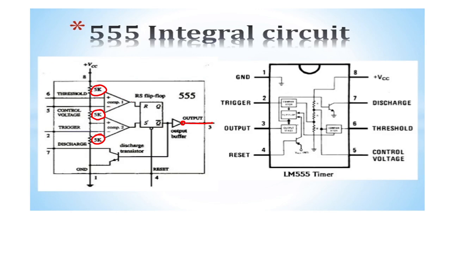The upper comparator gives input to the R terminal, and the lower gives to the S terminal of the flip-flop. At the output you will see the supply voltage and the ground. The trigger is given to the negative of the comparator. What exactly is meant by triggering? We are giving external high-low pulses to this pin.